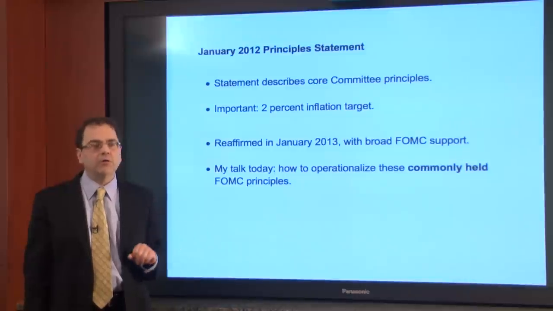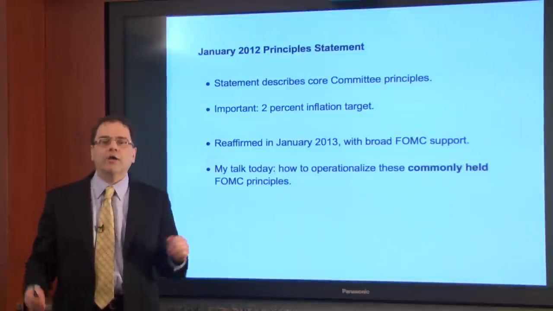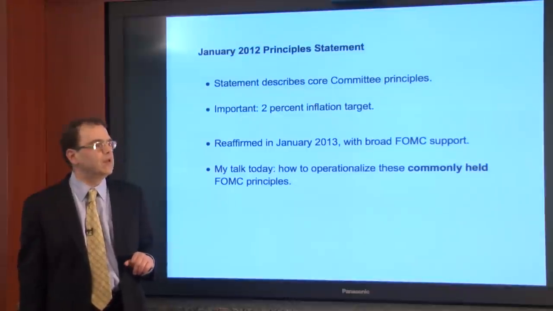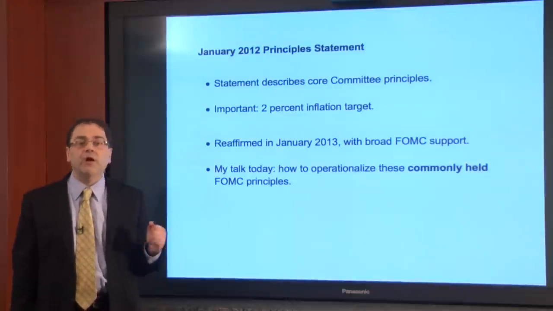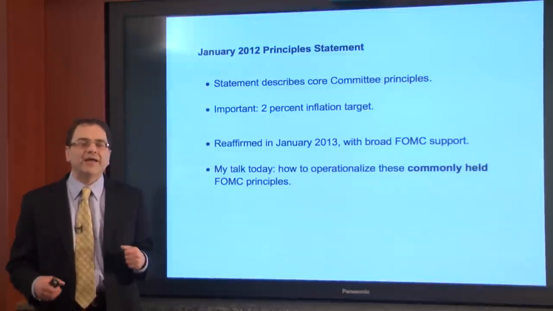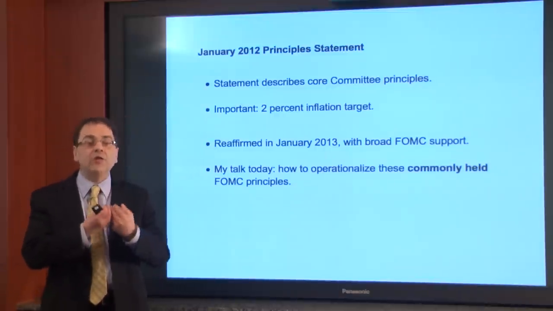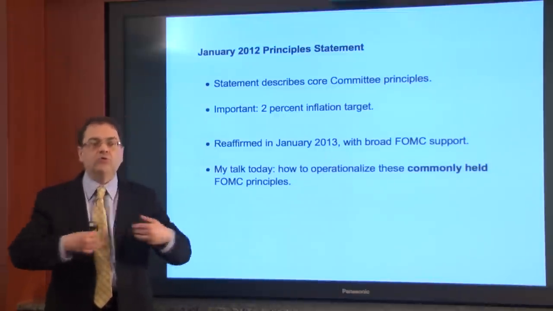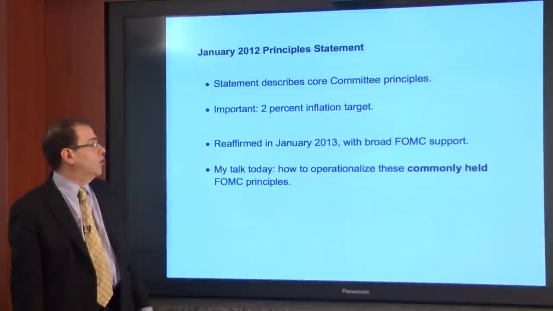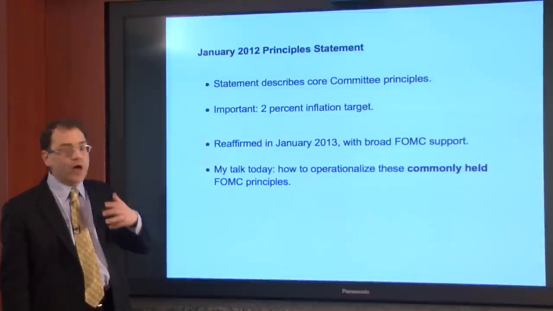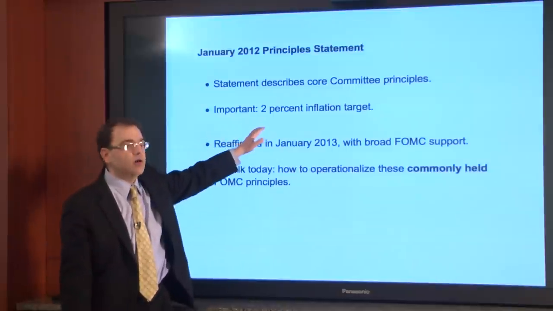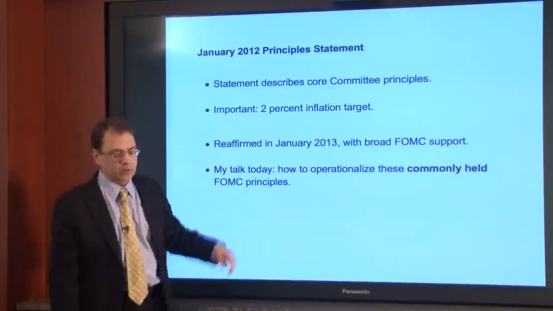It's five paragraphs long and enjoyed broad FOMC support among participants. And it really should be read by anybody, I think, who's interested in United States monetary policy because it was agreed to by so many of the FOMC participants. One piece of this document that's gotten a lot of attention, and quite rightly so, is that it establishes a numerical target for inflation of 2% per year.